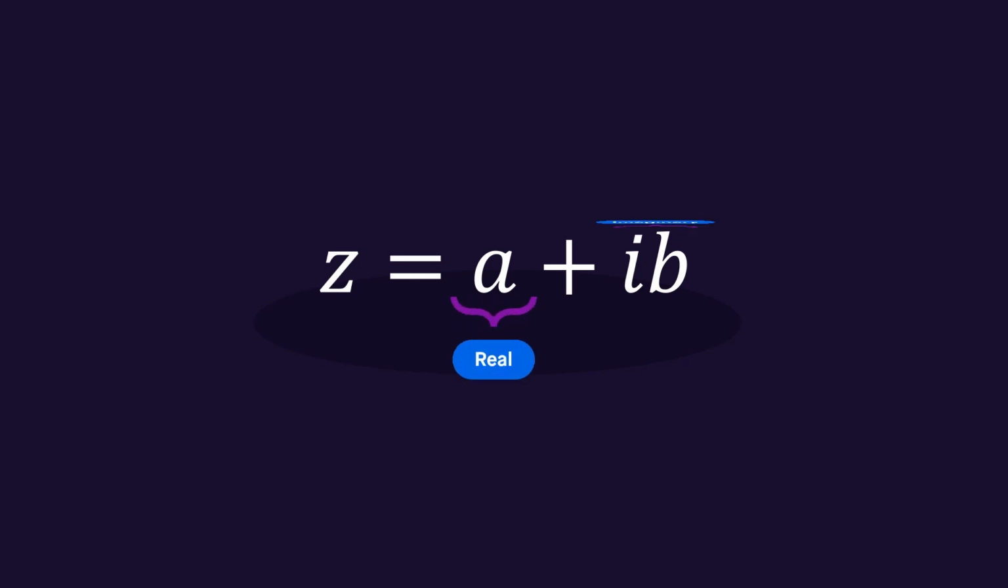Alright, that's a wrap on the rectangular form of complex numbers. Let's recap. A complex number in rectangular form is written as a plus b times i, where we have a real part and an imaginary part. On the complex plane, it's like giving coordinates to locate a point, and we can add, subtract, and even multiply complex numbers in this form.